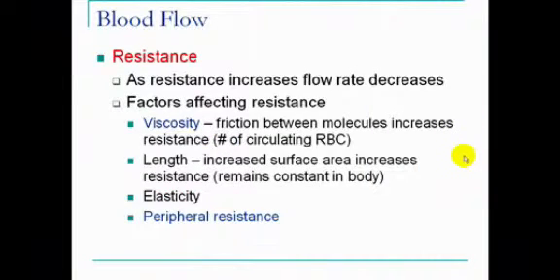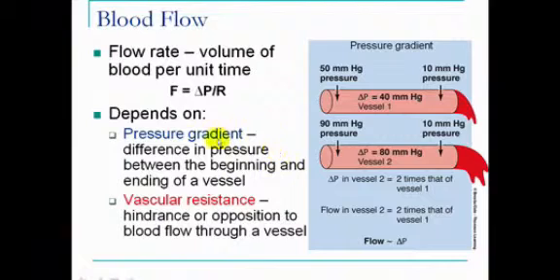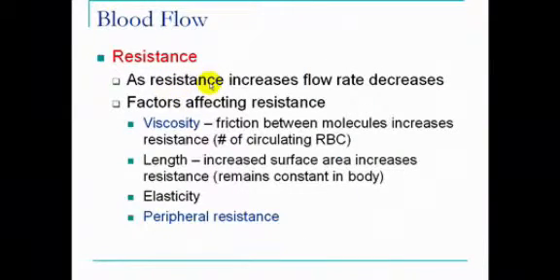Let's look more, though, at the resistance, because something that you need to realize is this is an inverse relationship. If you increase pressure gradient, you'd increase flow. If you increase resistance, you would decrease flow. So as resistance increases, flow rate would decrease. So what types of factors would affect the resistance in a blood vessel?